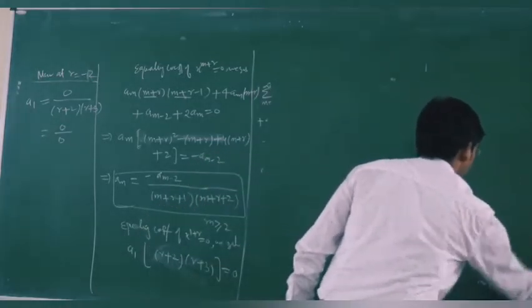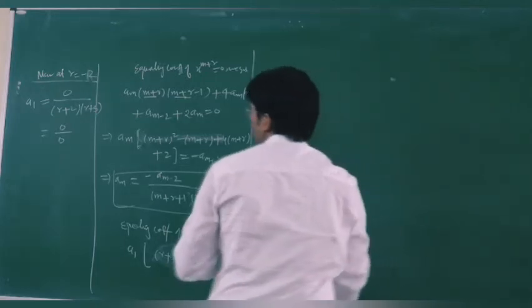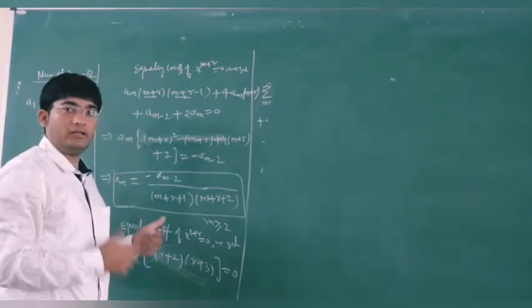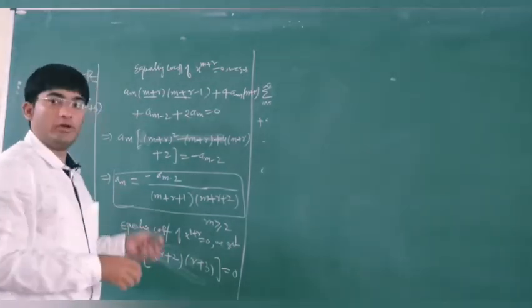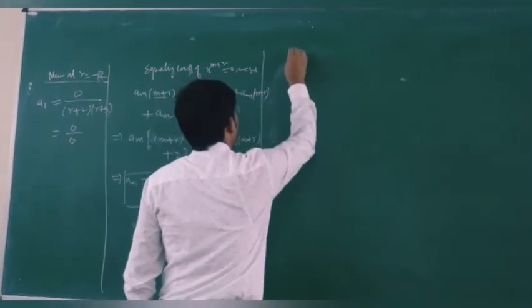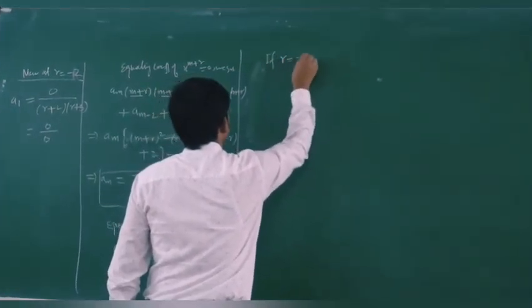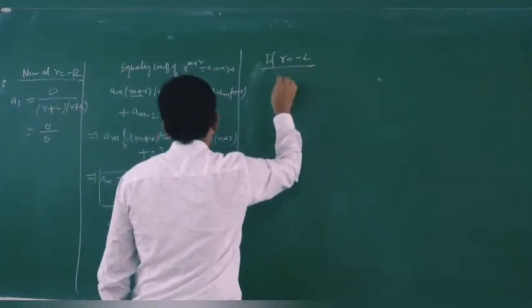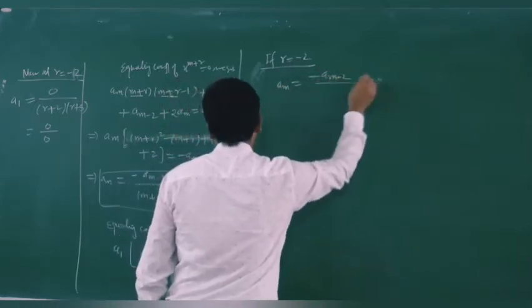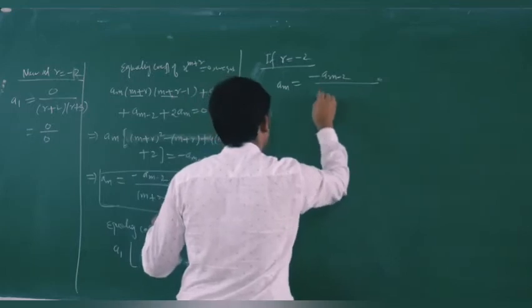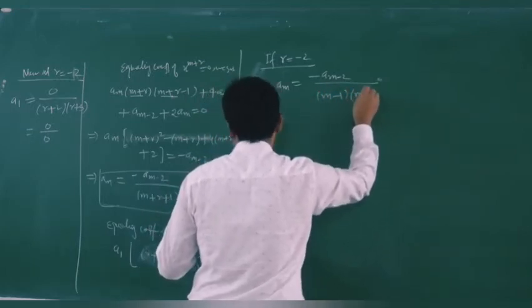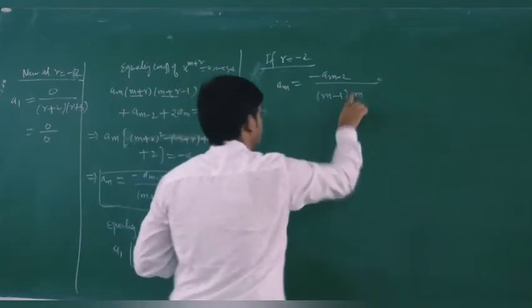Now let us put r equal to minus 2 here and then evaluate the values of a1, a2, a3 and a4. So if r equal to minus 2, then your am will be minus am minus 2, as our r is minus 2, so we will have m minus 1 here and this will be your, as our r is minus 2, so this will be your m.